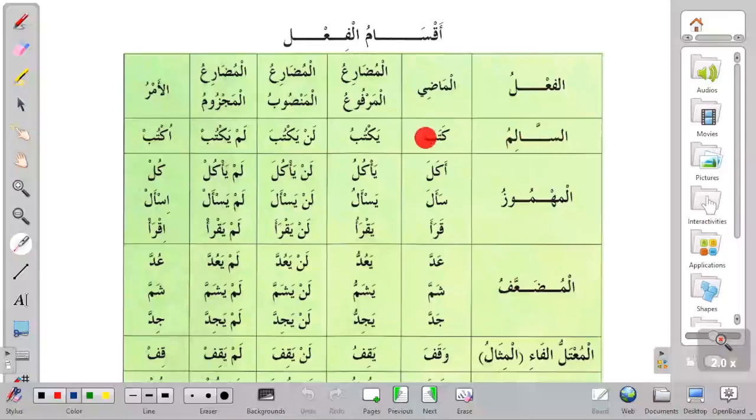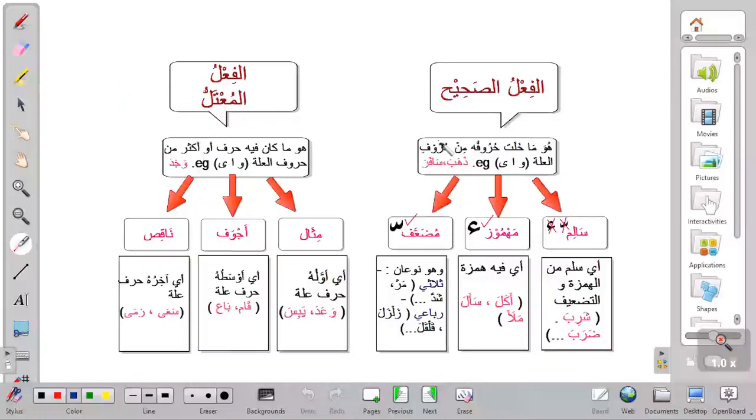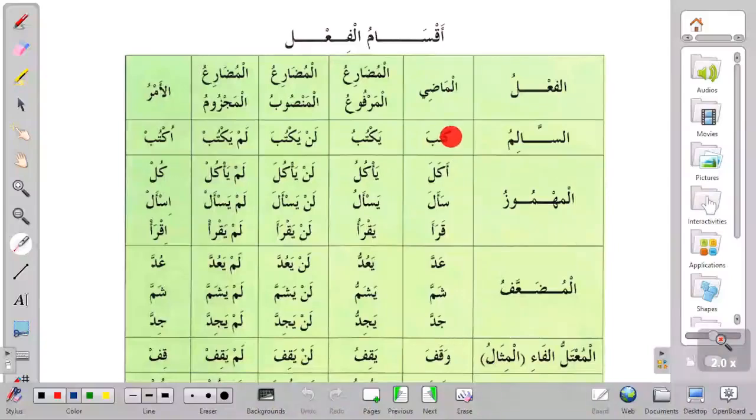Salim, Kataba is an example: it doesn't have harf illa, it doesn't have hamza, and it doesn't have shadda. The example is kataba, that is madi. Then when it is mudari marfu, yaktubu. When it is mansub, lan yaktuba. When it is majzum, lam yaktub. Then when it is amr, uktub. All this we have seen.